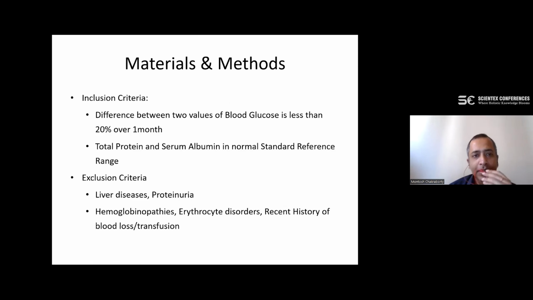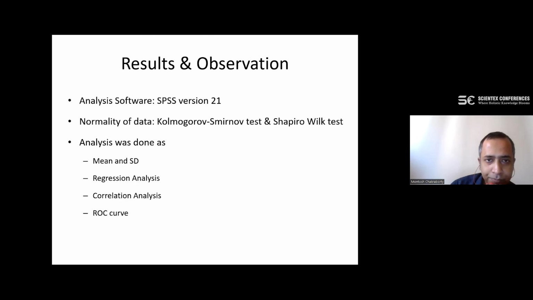These were the inclusion criteria: the difference between the two blood glucose values is less than 20% over 1 month, and serum protein and albumin are in the standard reference range, because we were measuring fructosamine, which is basically glycated albumin. These were the exclusion criteria: liver diseases, proteinuria, hemoglobinopathies, erythrocyte disorders, and recent history of blood transfusion or blood loss.